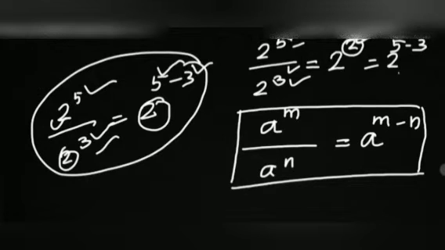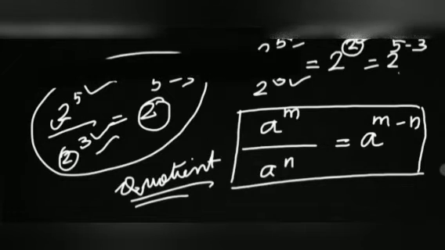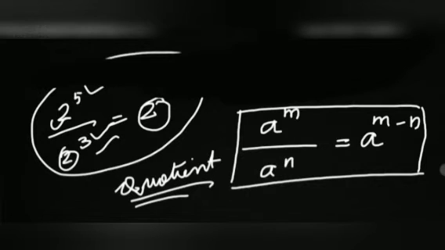Understood? A raised to m by a raised to n is equal to a raised to m minus n. This is known as the quotient law of exponents. Is it clear? Okay, we shall do some examples also, don't worry.